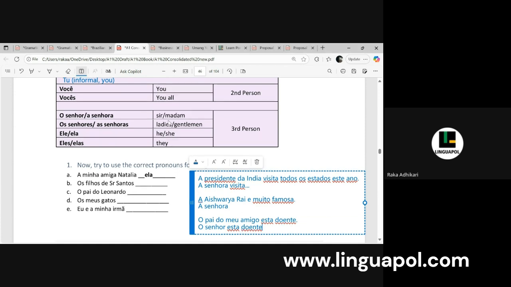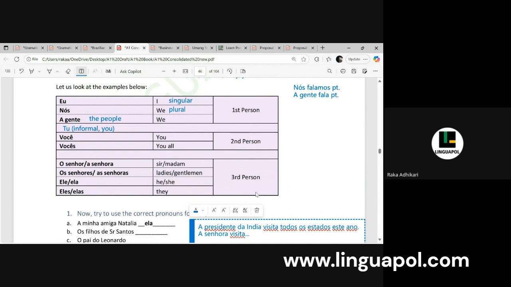So let us quickly revise the first person, second person, and third person. First of all, when we speak of these three persons, we need to understand that in a conversation, the speaker is first person, the listener is second person, and the person who is not present in the conversation is third person. So in first person, we have eu and nós. Then we have a gente as well, which is exclusively used in Brazilian Portuguese. Its literal meaning is something else, but we use it to say we as well.